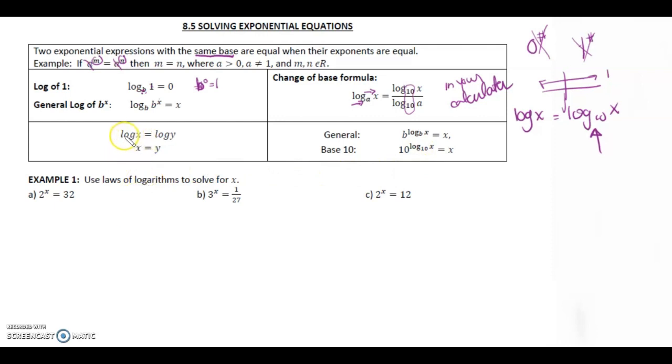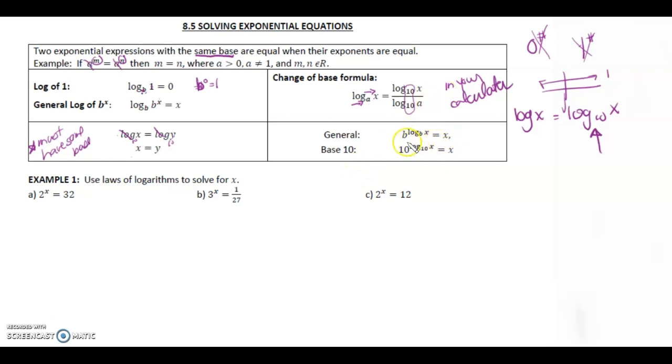Now, log of a number equals log of a number. So log x equals log y. As long as we have one log on each side, we can cancel those out and we have x equals y. They must have the same base. This example here has a base of 10 on each, but it just has to have the same base in general.